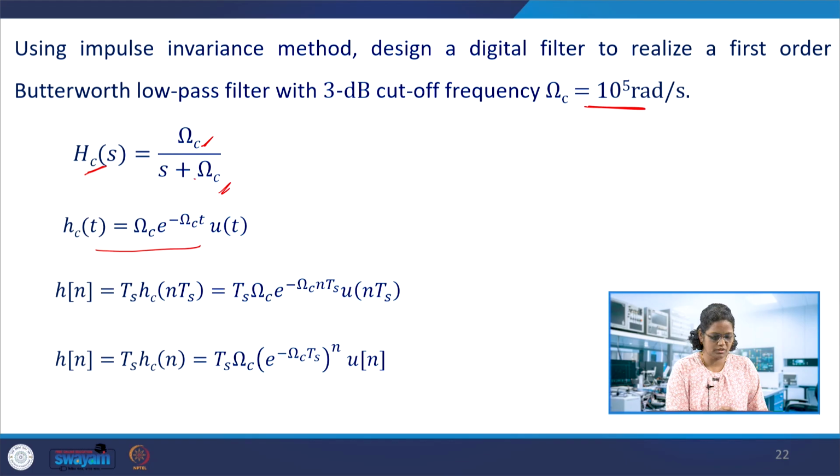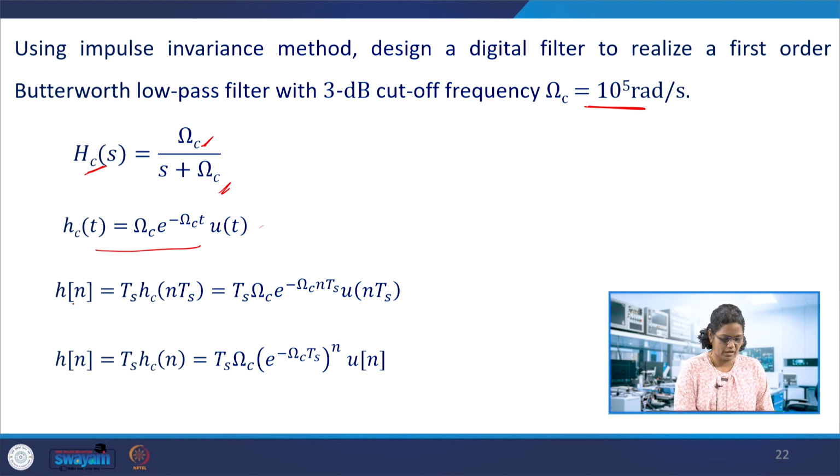So this is for the pole e power minus alpha t, or 1 by s plus alpha. You can take the Laplace transform pair for it directly: omega c e power minus omega c t into u of t. So with this continuous time function Hc of t, the impulse response, we have to discretize it now.